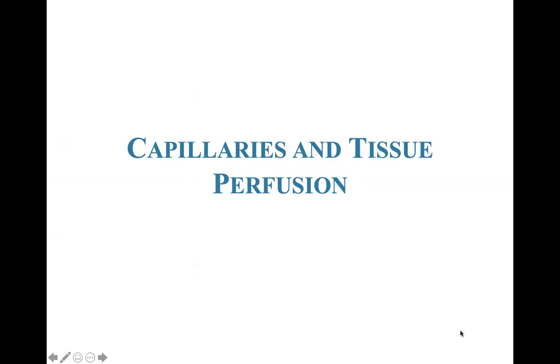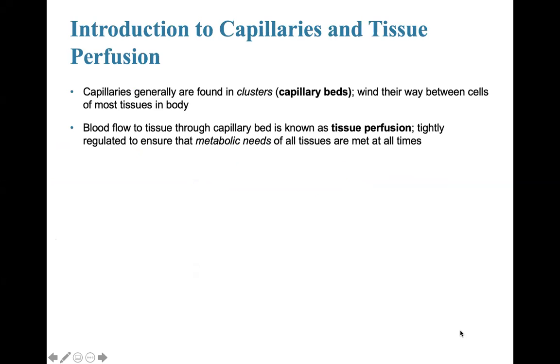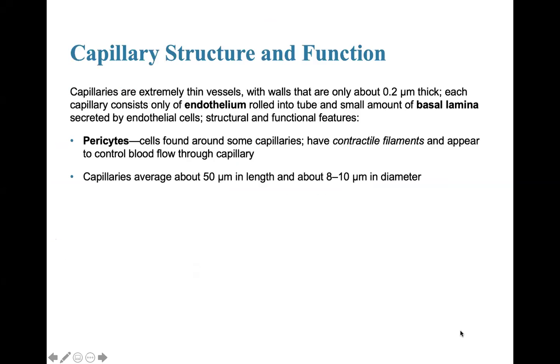Okay, so now we're going to talk about capillaries and tissue perfusion for the third recording of blood vessels. Capillaries are generally found in clusters referred to as capillary beds. They wind their way between the cells of most tissues in the body. Blood flow to tissue through a capillary bed is known as tissue perfusion. This is tightly regulated to ensure that the metabolic needs of all tissues are met at all times.